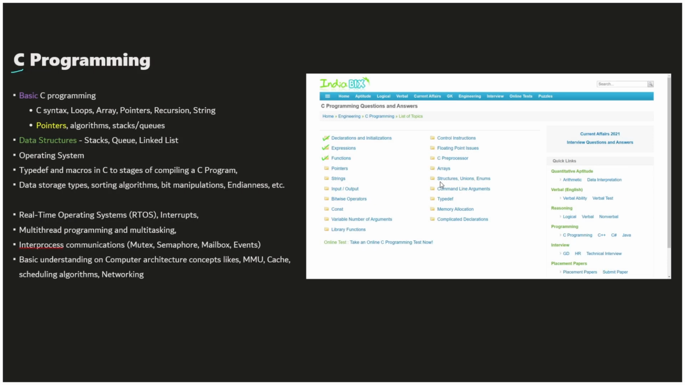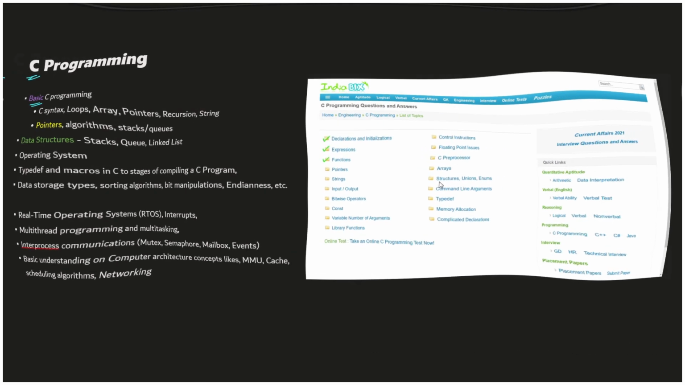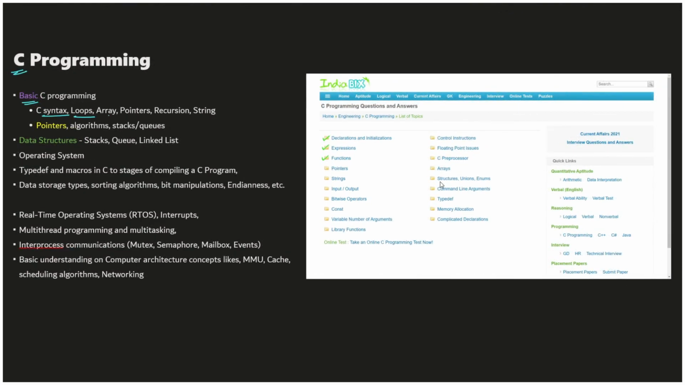Next topic is C programming, C or C++. You need not focus deep in the C programming. Just basic C programming should be sufficient. Look into the syntax and loops, arrays, pointers, recursion, and strings. These topics are basics in the C or C++, so these should be sufficient.